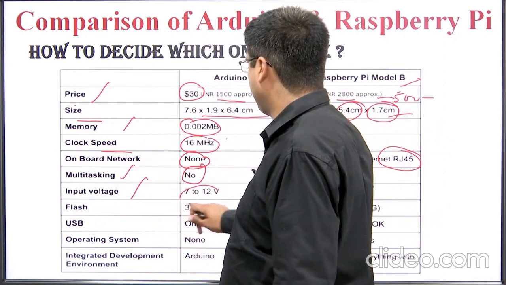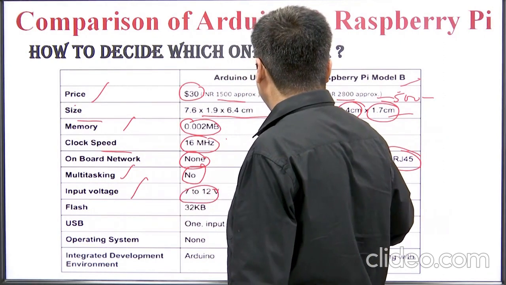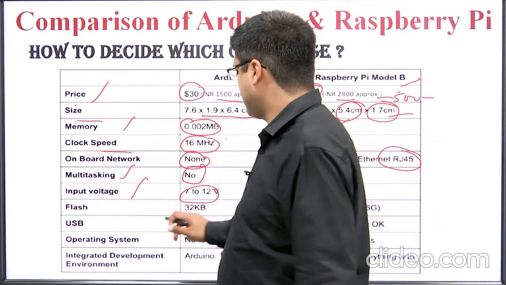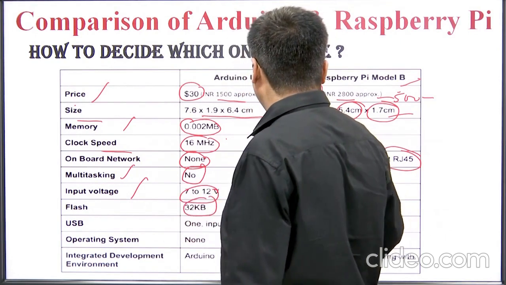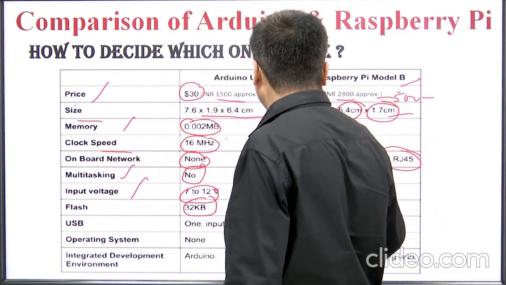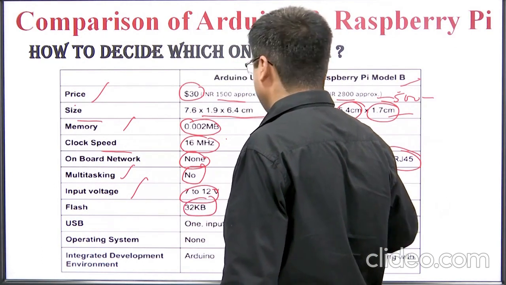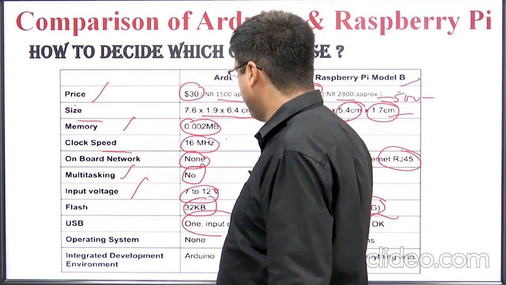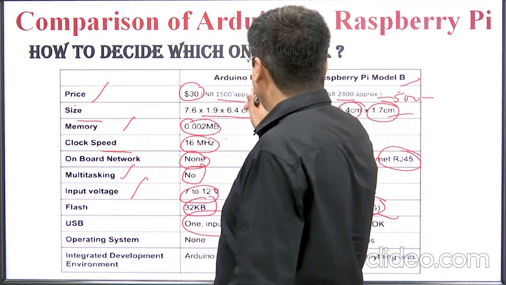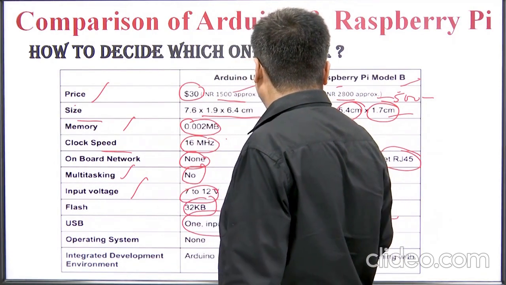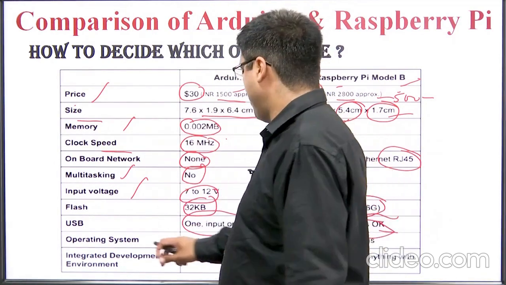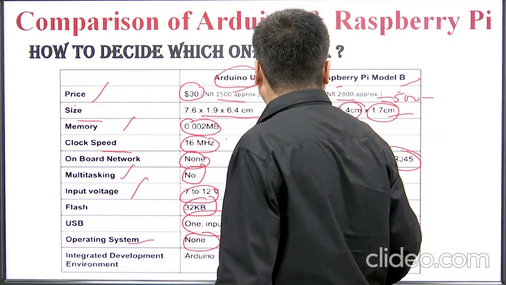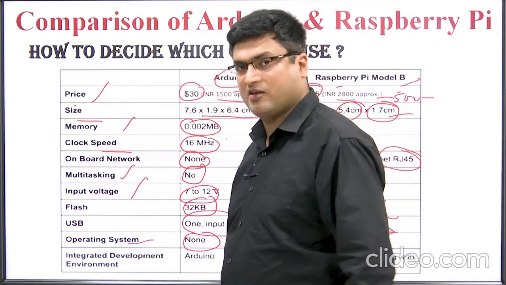Input voltage range is 7 to 12 volt for Arduino, but for Raspberry Pi the input voltage available is 5 volt only. Arduino has a flash memory of 32 kilobyte. Raspberry Pi is not using flash memory. It has an SD card slot, with 2 to 16 gigabytes of space. It has only one USB port in case of Arduino, but in case of Raspberry Pi there are 2 to 4 USB ports. Operating system is none in Arduino. It only works in the IDE environment, but in Raspberry Pi there is a Linux operating system.